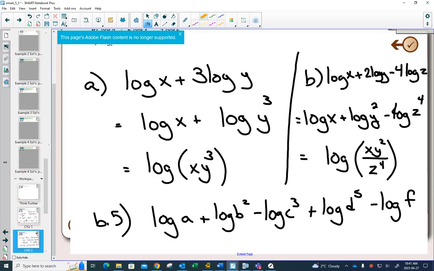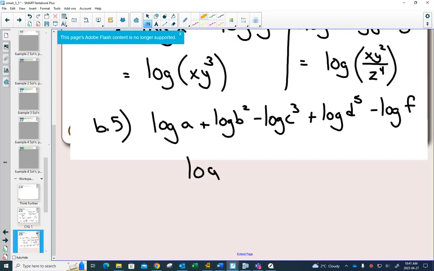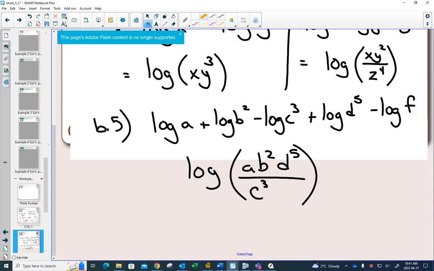I already put the exponents in here. This is where the shortcut is really nice. Which ones are being added? Which ones are positive? Positive ones are the A, the B squared, and the D to the 5. Which ones are subtracted? The C cubed and the F. So the ones that are added will be combined and multiplied in your numerator, and the ones that are subtracted will be combined and multiplied in your denominator.